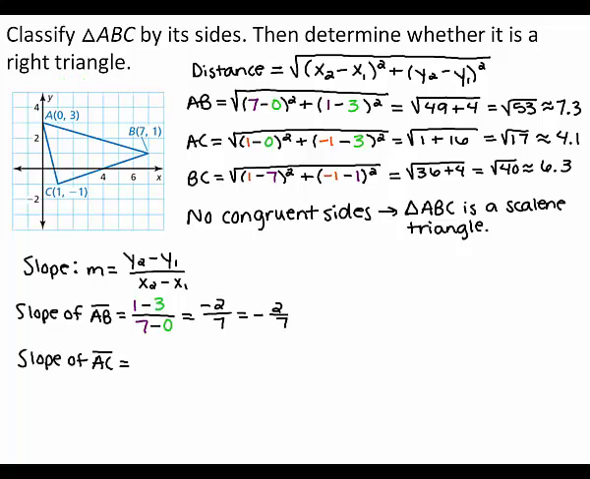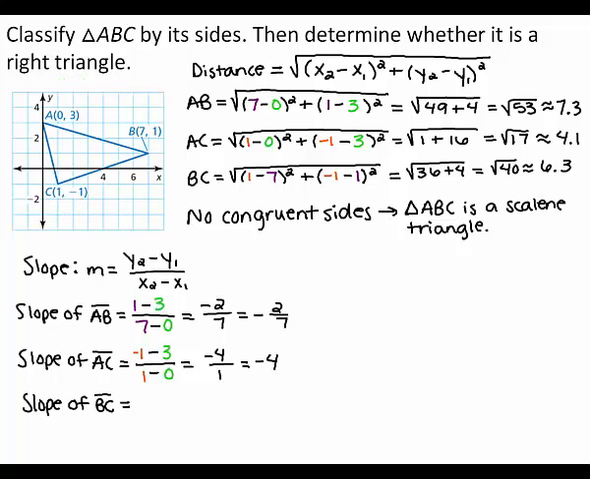To find the slope of side AC, let x1 equal 0, y1 equal 3, x2 equal 1, and y2 equal -1. You can substitute these values into the slope formula. When you simplify, -1 minus 3 gives you -4 in the numerator, and 1 minus 0 gives you 1 in the denominator. -4 divided by 1 gives you -4. So, the slope of side AC is -4.